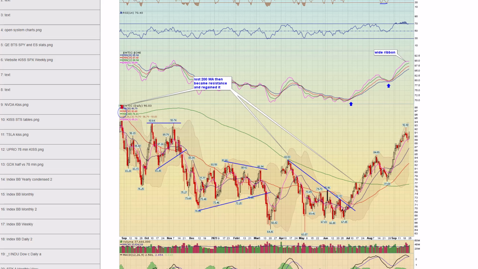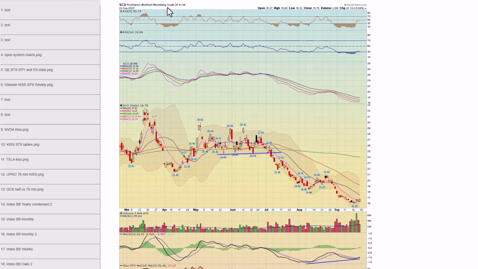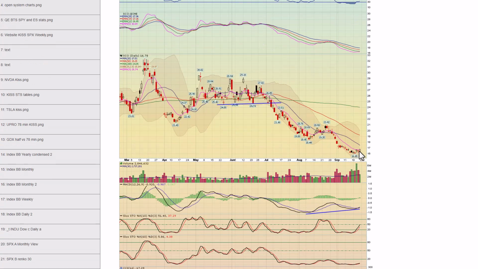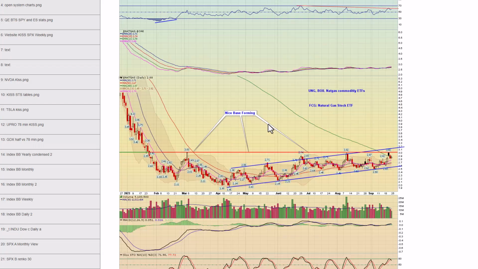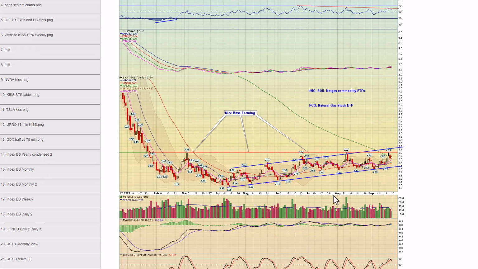Chart 84, here's SCO. It's a little way to play a pullback in crude oil. You have some active divergence here building. Still hasn't been able to cross above its 9 EMA. Chart 85, natural gas. Had a pretty good bounce last week. Really not a lot to say. It's really just been a lot of chop, quite honestly, for months.